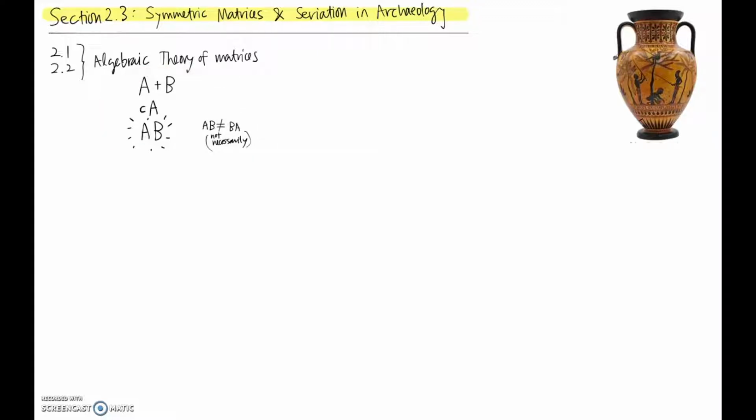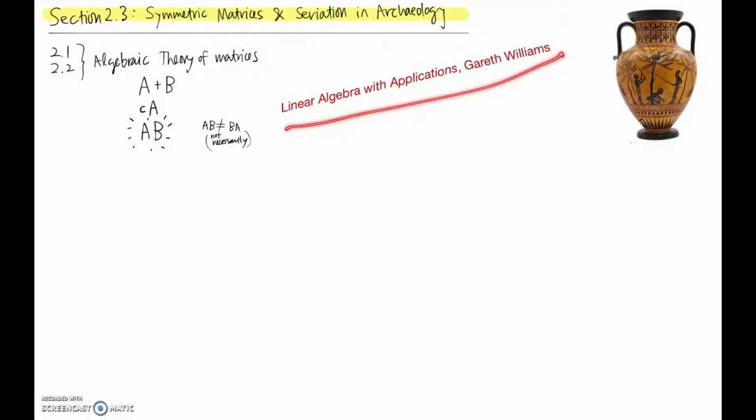Now we're going to take some of these tools that we have, and we're going to introduce some new ones also, and we're going to solve a big problem of ordering graves at a grave site. And we're going to use the pottery that's in each grave to help us figure this mystery out. And this application comes out of our textbook, Linear Algebra with Applications by Gareth Williams.